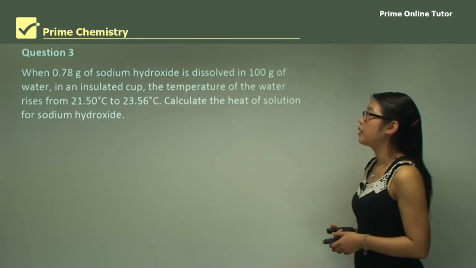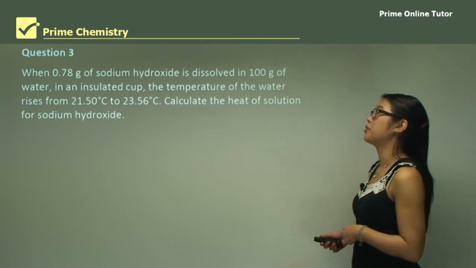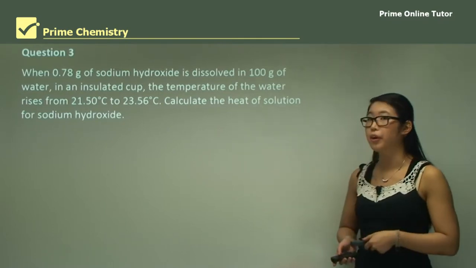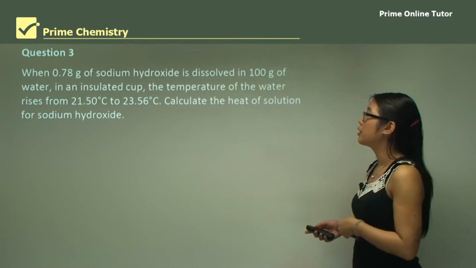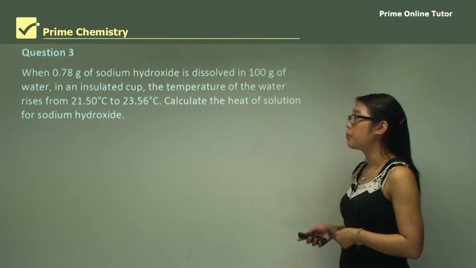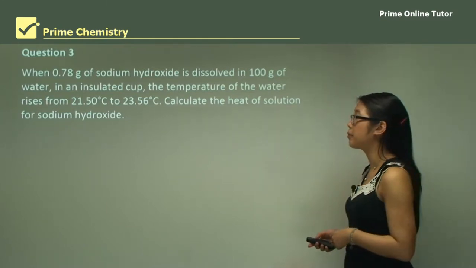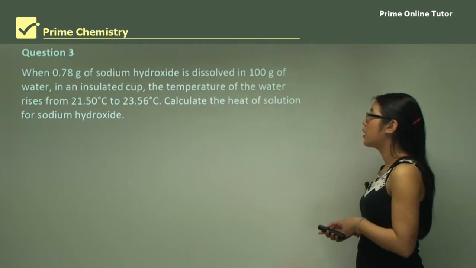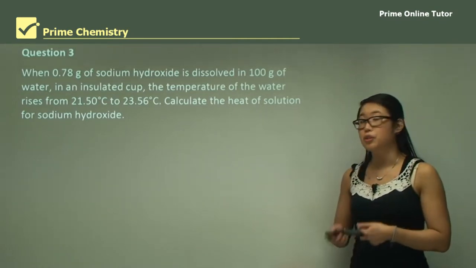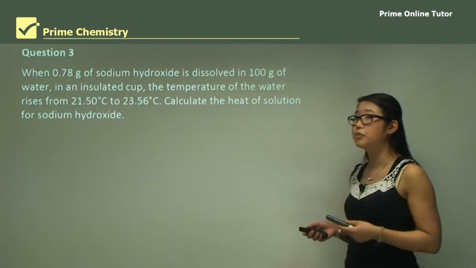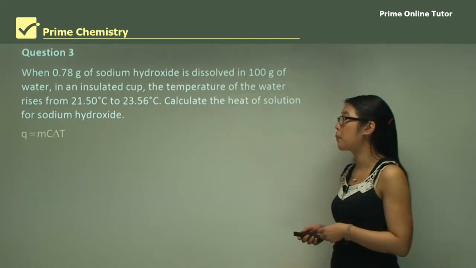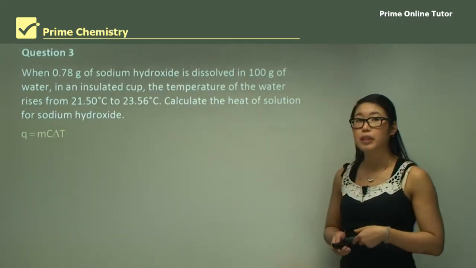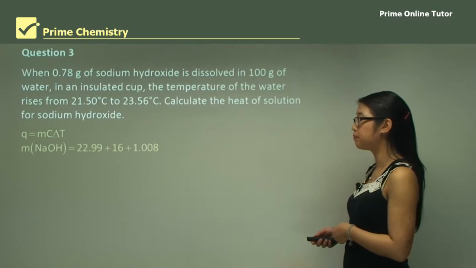Question 3: when 0.78 grams of sodium hydroxide is dissolved in 100 grams of water in an insulated cup, the temperature of the water rises from 21.5 degrees Celsius to 23.56 degrees Celsius. Calculate the heat of solution for sodium hydroxide. This is really similar to what we did before. We use the equation Q equals mcΔT.